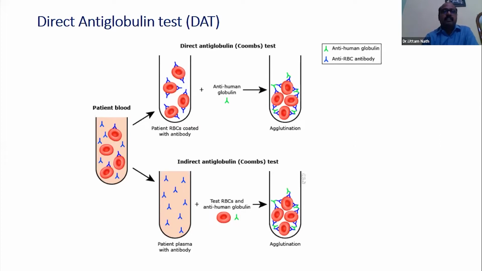So that is the mainstay of diagnosis of AIHA, along with a CBC, RBC parameters, and reticulocyte count. All the others, like haptoglobin and LDH, are supportive investigations only.